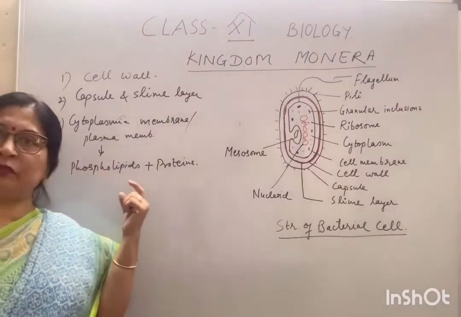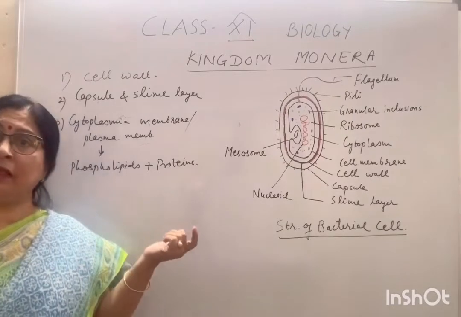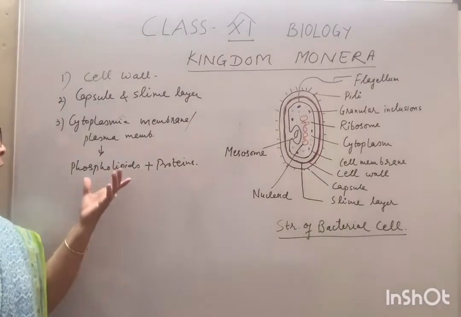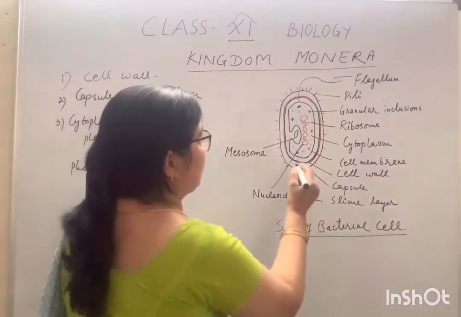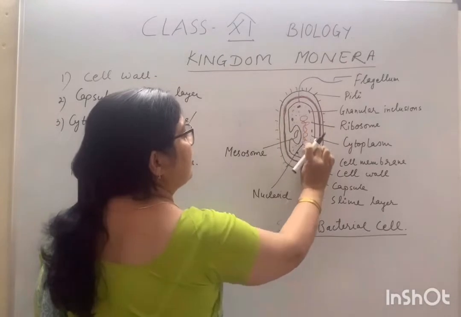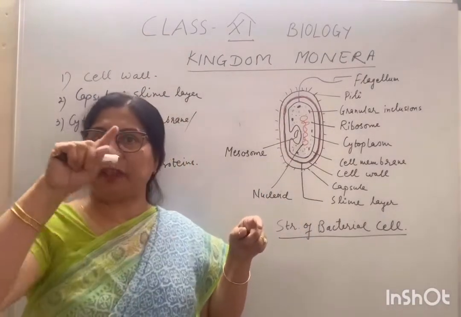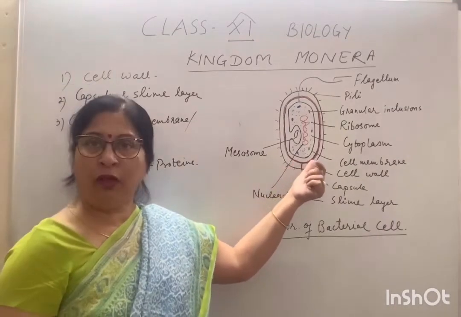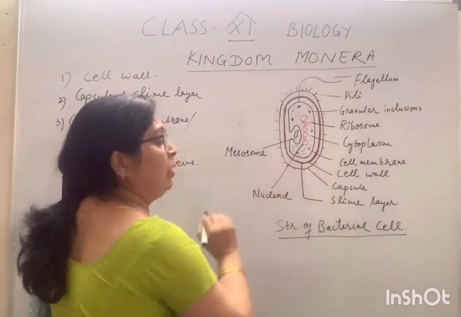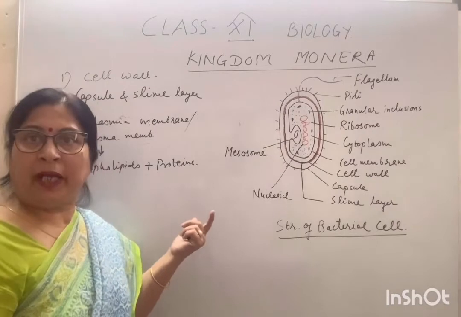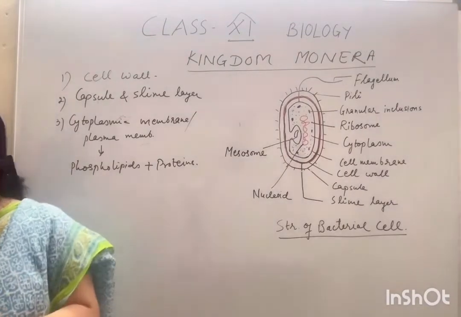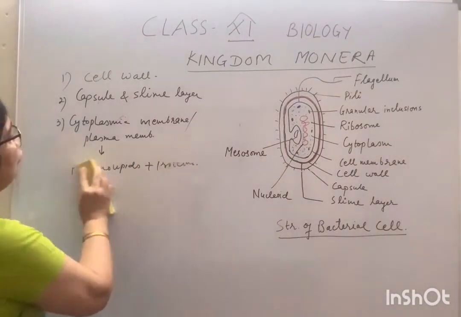Now this cell membrane, as we all know, is selectively permeable. We have done in the chapter cell that the cell membrane is selectively permeable. This membrane surrounds the cytoplasm. सेल मेम्ब्रेन क्या करता है, साइटोप्लाज्म के चारों तरफ प्रेजेंट रहता है. तो पहले क्या हो गया, सेल वॉल, उसके बाहर क्या हो गया, कैप्सूल, जो कि प्रोटेक्ट करेगा. ये कैप्सूल है, which protects the bacteria from the environmental dangers. And now after the cytoplasmic membrane, come to the cytoplasm.